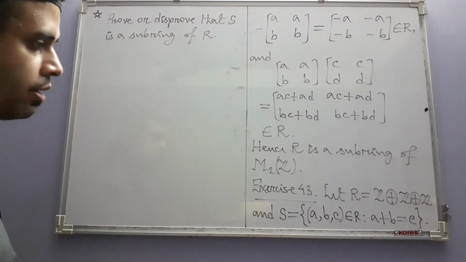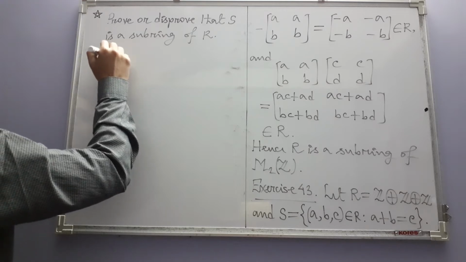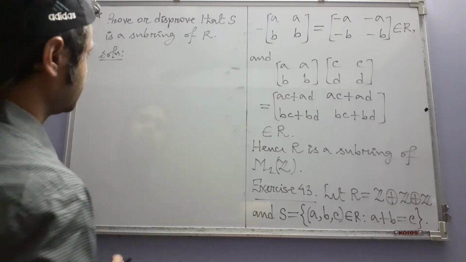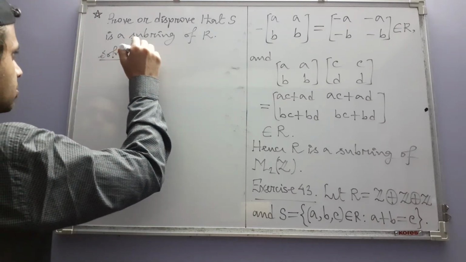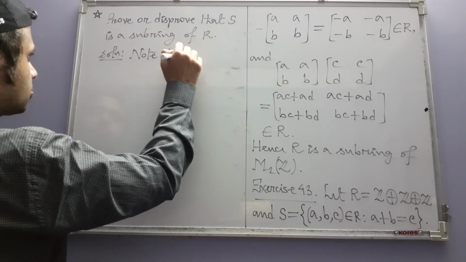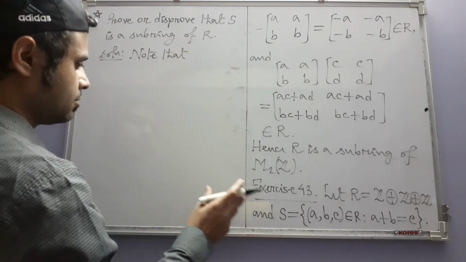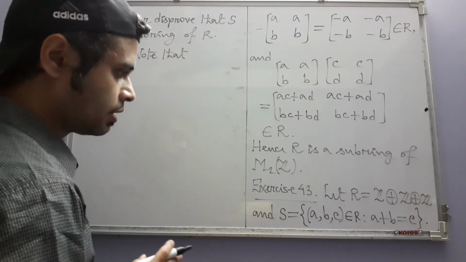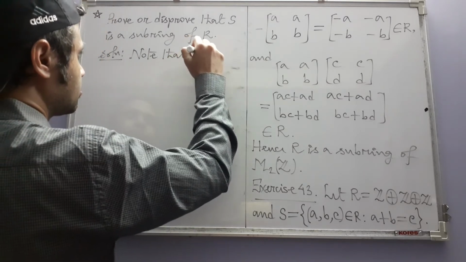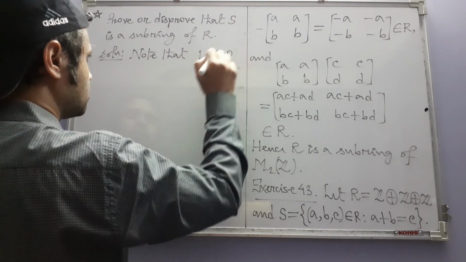This system will not be a subring. Let us see why. It is not closed under multiplication. To show that, we just need to consider 2 elements in S whose product is not in S, for which you can consider things like this.